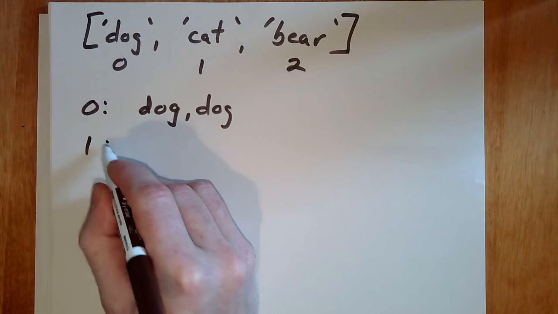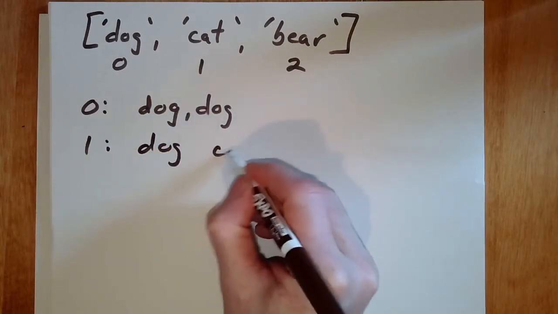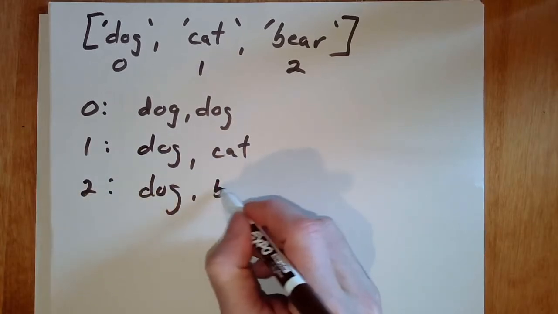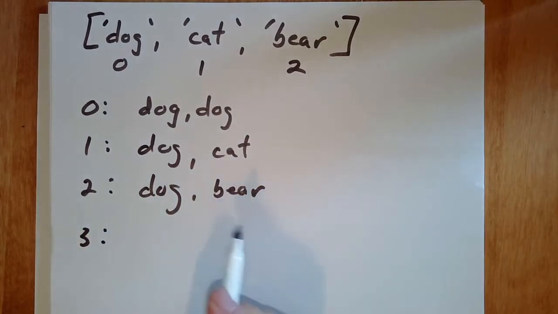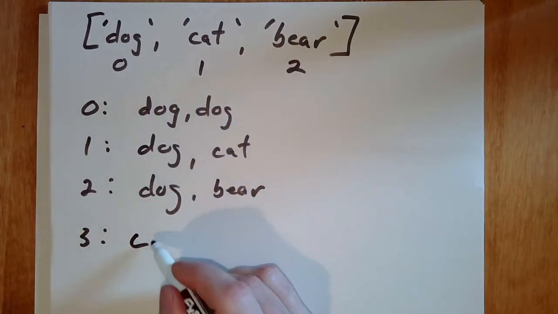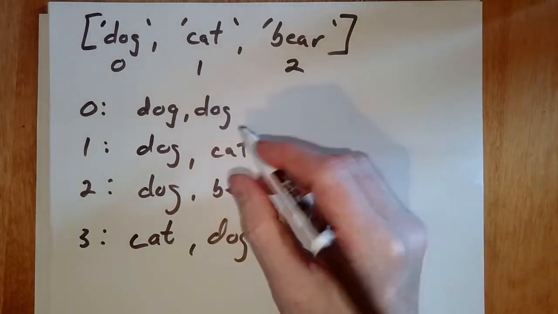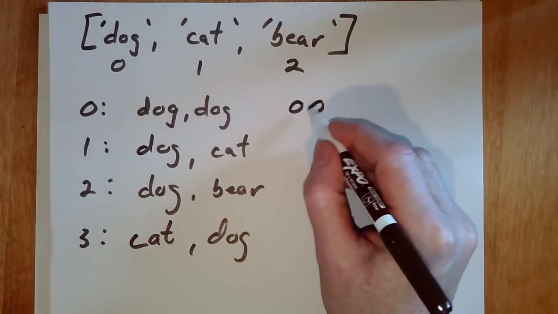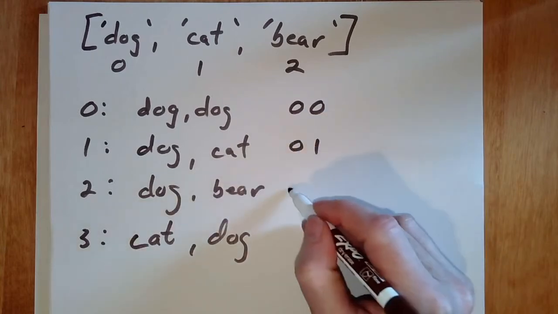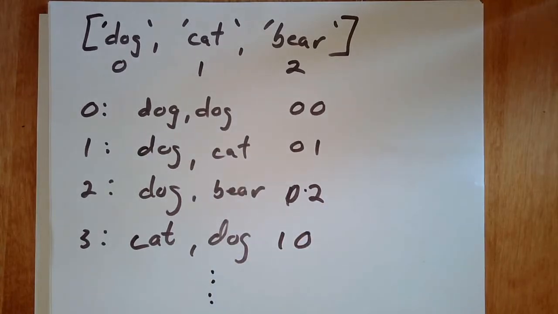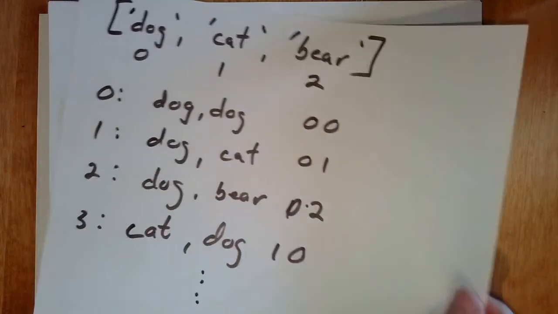So 0 is going to be equivalent to, let's say, dog dog. And 1 is going to be dog cat. 2 is going to be dog bear. 3 is going to be cat dog. And you can see here that what we're looking at is very much like that trinary: 0 0, 0 1, 0 2, and 1 0. And we can continue that on. This is just to give a foundation to think about some of this.